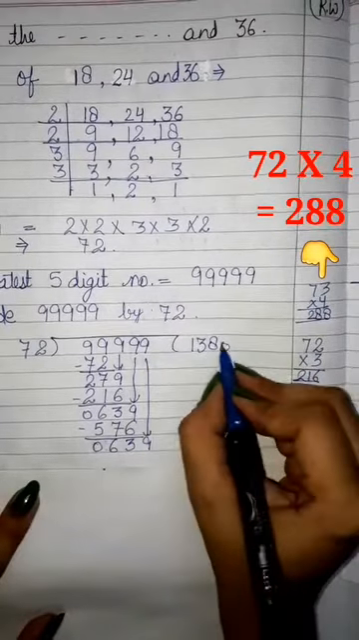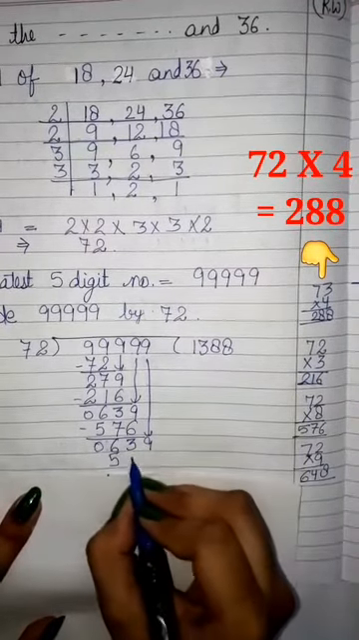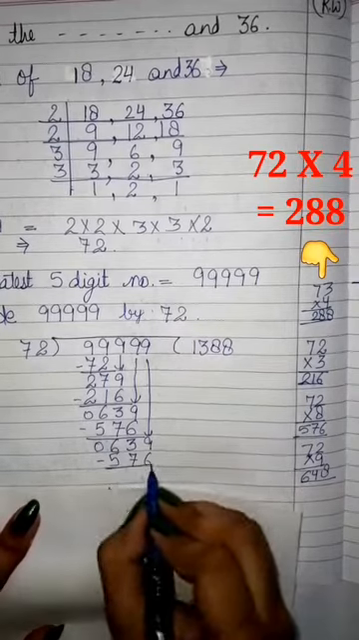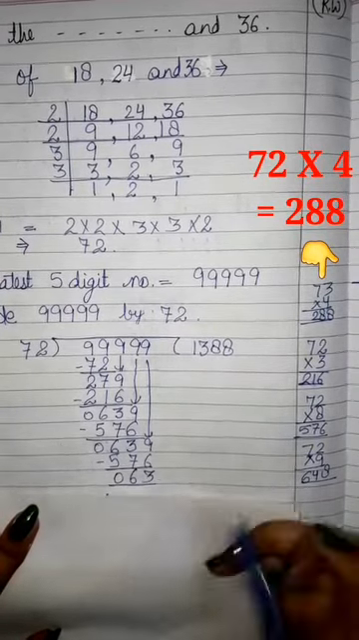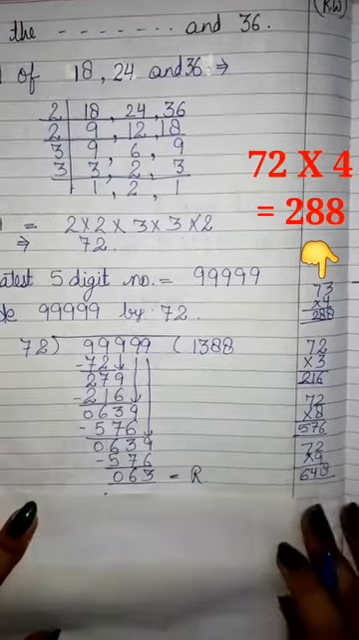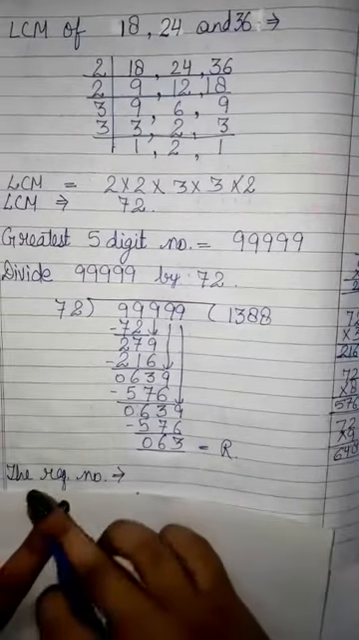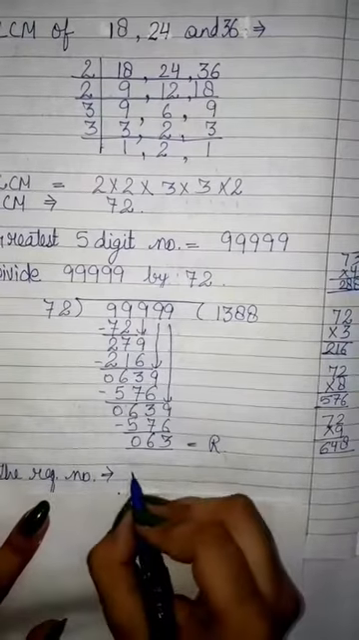Now see again by 8, 576 and 360. 63 is our remainder. Now what we have to do? Find the required number. So how we will do?